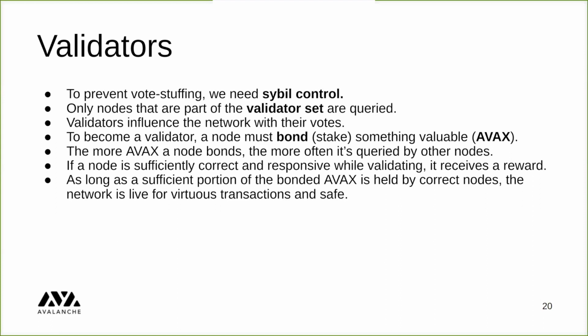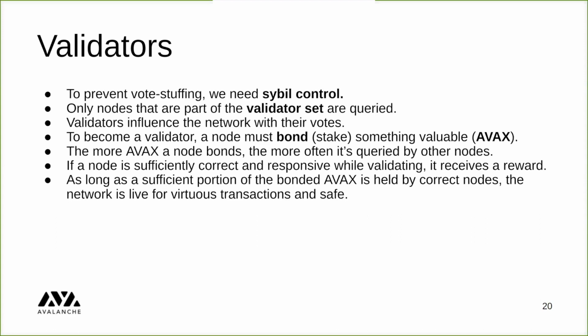So it's not a uniformly random decision when you're sampling the network, right? You have to pick K people to sample. You don't pick uniformly randomly. You do weighting based on the amount of AVAX that they've staked. So if you stake more AVAX, you get queried more often, you have more influence over the network. And we incentivize nodes to be validators by giving them a reward if, while they're validating, they're sufficiently correct and responsive, right? So we reward them for good behavior.